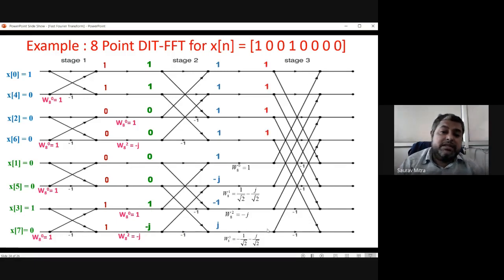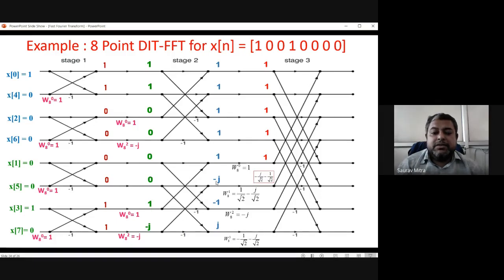So let us check the top half. In the top half, there is no problem. Whatever is the output of stage 2 comes at the input of stage 3. Then line number 5: line number 5 is 1 multiplied by W80, that is 1, so this is 1.